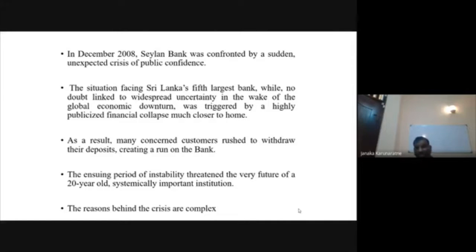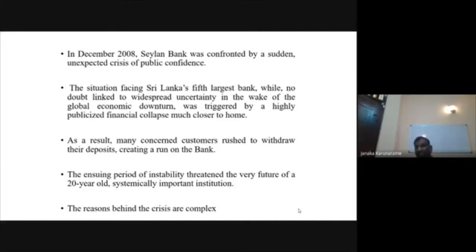So it created a significant threat to the stability; the ensuing period of instability threatened the very future of a 20-year-old bank. So it was almost 20 years later that this happened. The bank started its business, I think, in 1988. So 2008 means it's 20 years.